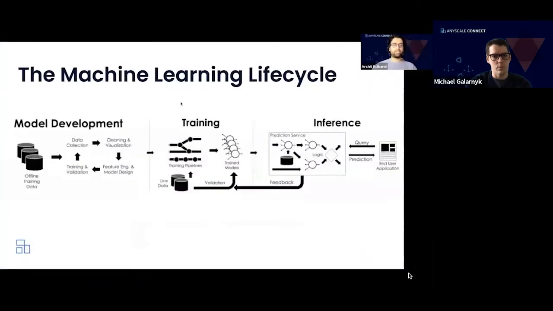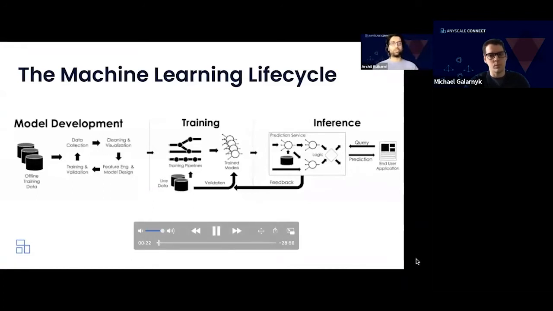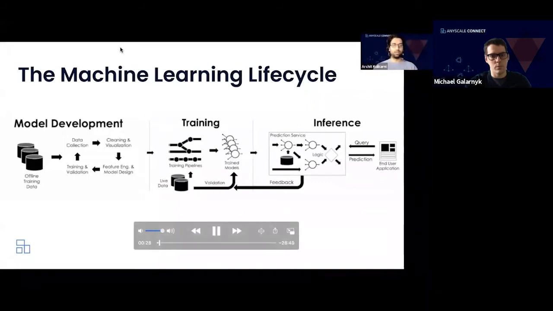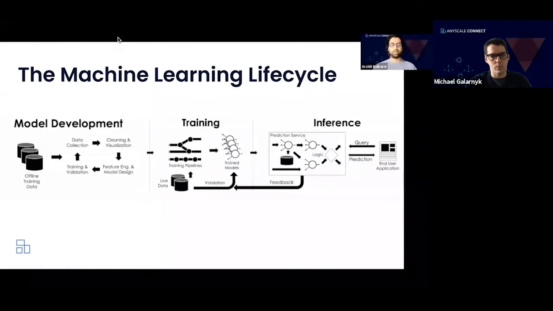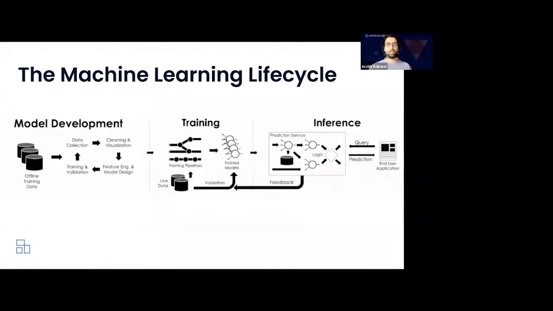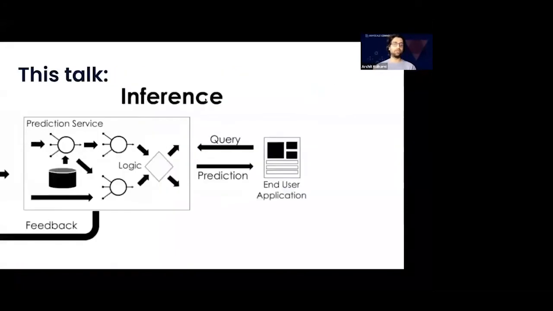And to put it in context, here's a summary of the machine learning lifecycle. So you've got the first phase, roughly, which is model development. And then you go into training. You're trying to get the best parameters for your model to make it the most accurate. And then finally, you have the third stage, which is inference, where you're actually trying to make predictions on the models. And that's where the end user application comes in. The end user is going to use your model to make a prediction. So in this talk, we'll be focusing on the last part, which is just inference.